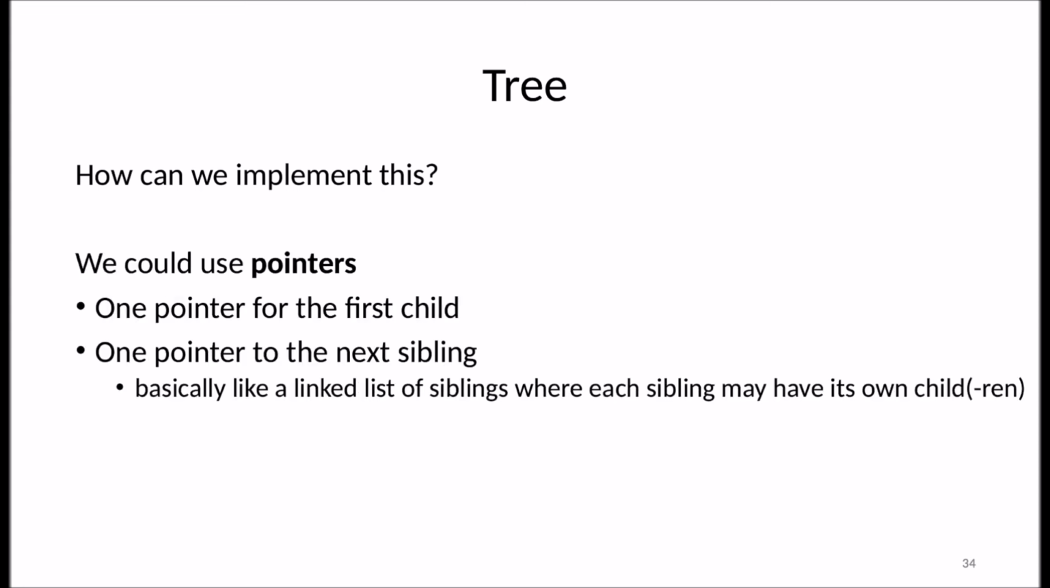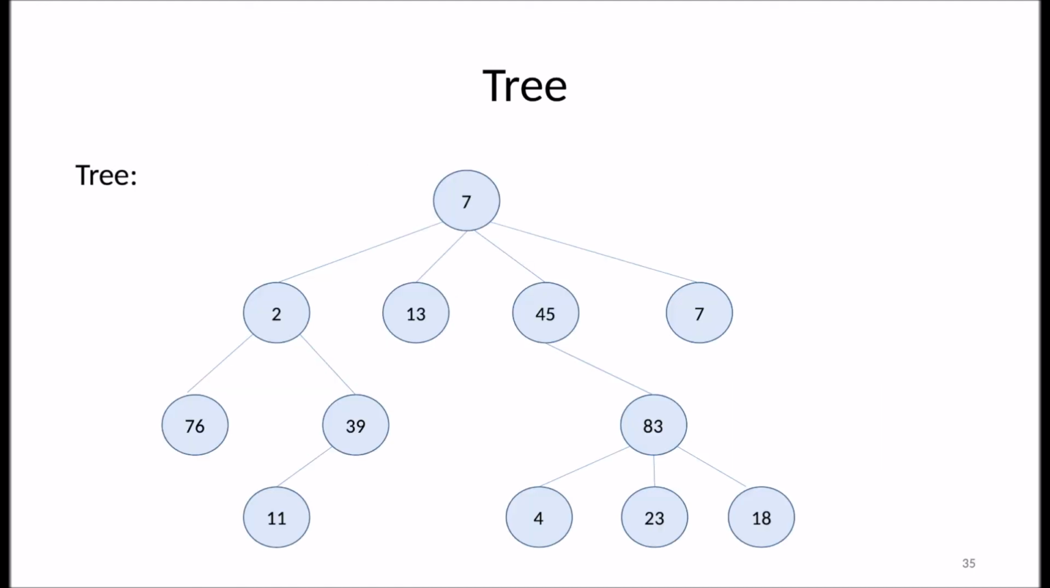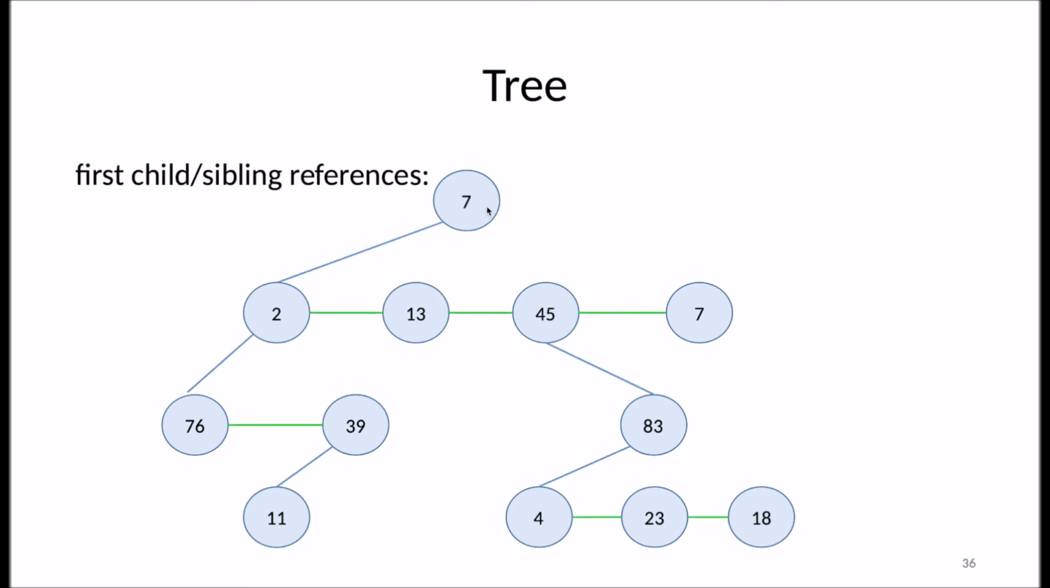Another way is to use pointers. The first pointer points to the very first child of a node, and a second pointer points to its first sibling. It's basically a linked list of siblings. Take a look at this tree. How would we implement this using 2 pointers? So we have a node, and each node has a pointer to its first child and to its sibling. So it would look something like this. The root node does not have any siblings, so the sibling pointer would point to null, and the first child pointer would point to 2.